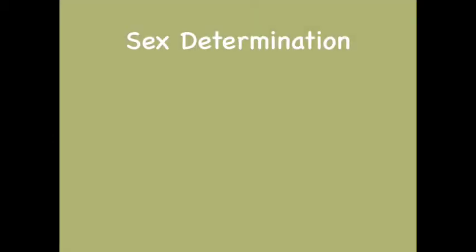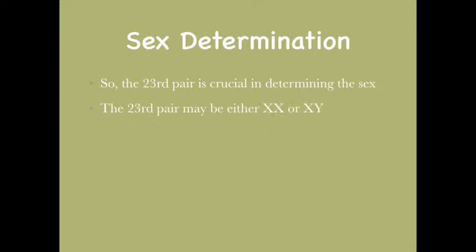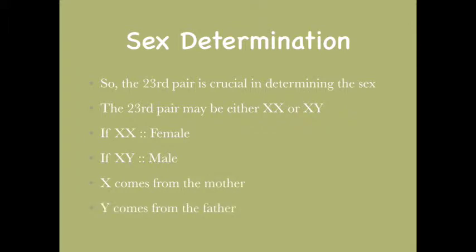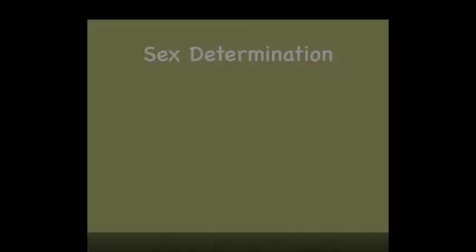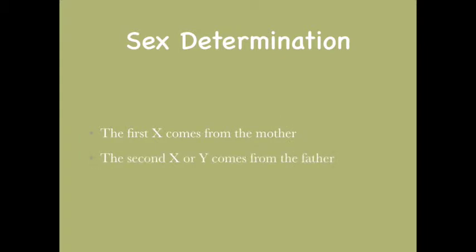So, of all the 23 pairs, the 23rd pair is a crucial one in determining the sex. The 23rd pair may either be XX or XY. If it is a double X, it's a female, and if it's an XY, it is a male. Know that the X comes from the mother and the Y comes from the father. To be more precise, of the two genes, the first X comes from the mother and the second X or Y comes from the father.